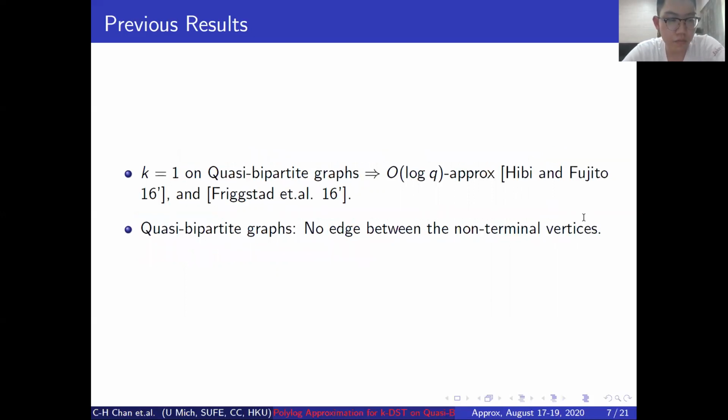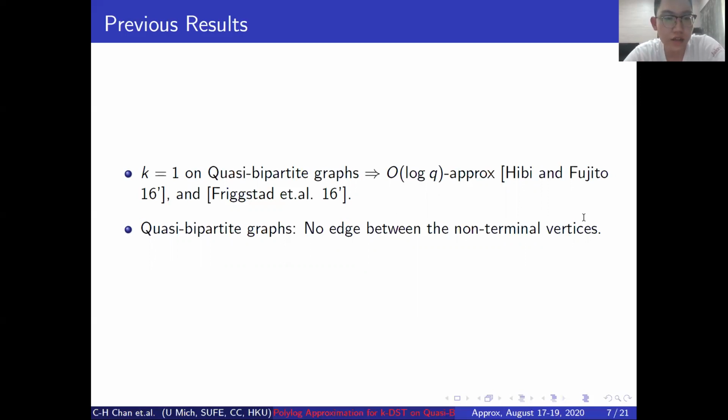The previous results are for general graphs. However, if we focus on some special graphs, there is a result that when K is equal to 1 and the graph is a Quasi-Bipartite graph, the result is a log Q approximation ratio, and note that this ratio is tight.